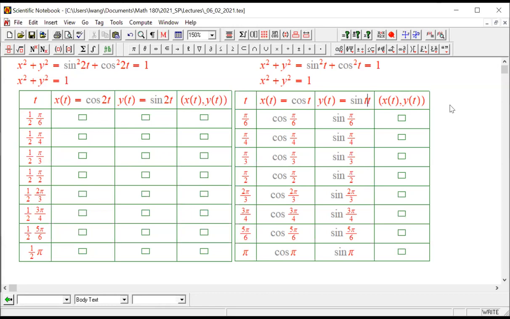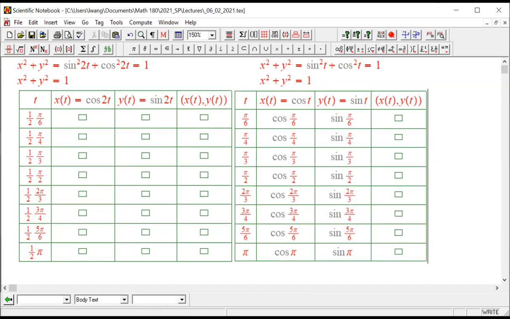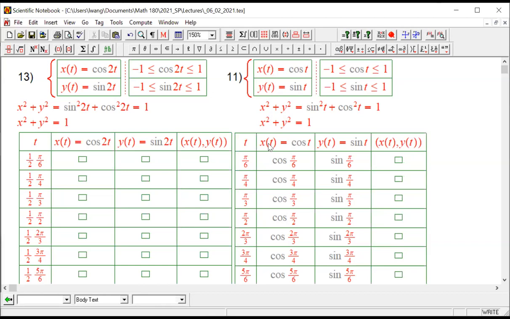Point-wise, okay, on number 11, the unit circle is cosine t for x, sine t for y, right? Do you guys follow me? For number 13 it is cosine 2t for x and sine 2t for y, right? So the difference is there's this little doubling. There's a doubling effect. What will happen? So I want you to calculate the points to experience that.